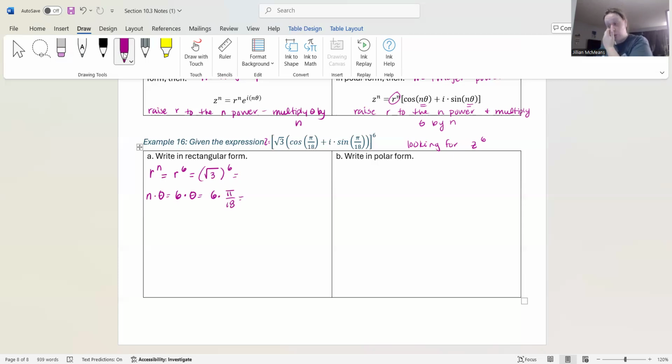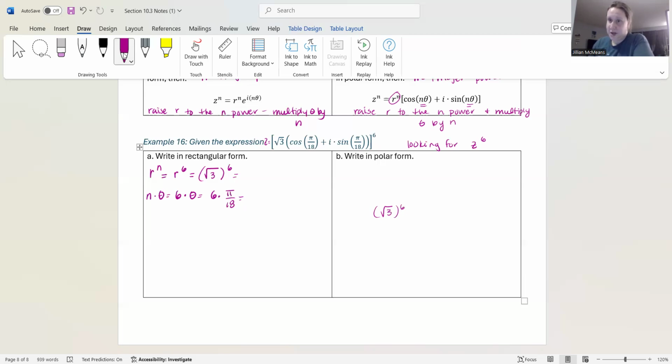Now, I just noticed that I have rectangular form first and then polar form second. We actually need to do polar form first and then rectangular form second. So we'll start with part B and then go back and do part A. But for now, what I really want you to understand is something from way down in your past: we have the root 3 to the sixth power. You could certainly cheat and put that into your calculator.